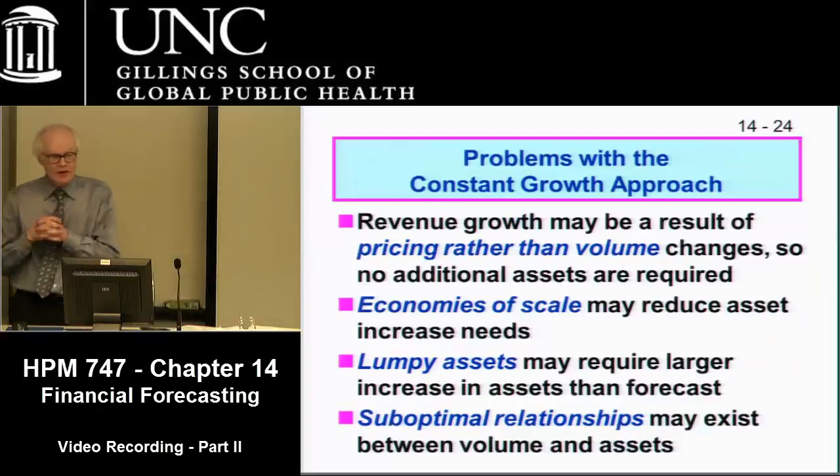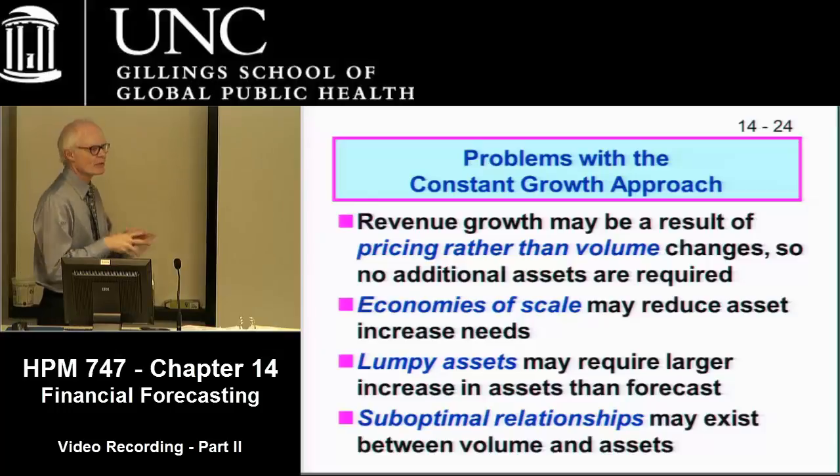So the problems with the constant growth approach is, first, that it may be a result of pricing rather than volume changes. What does that mean?